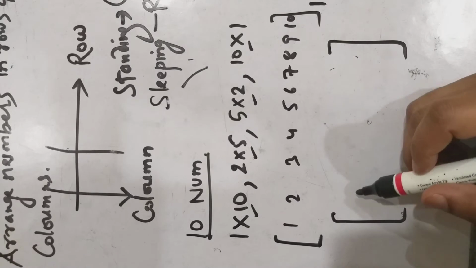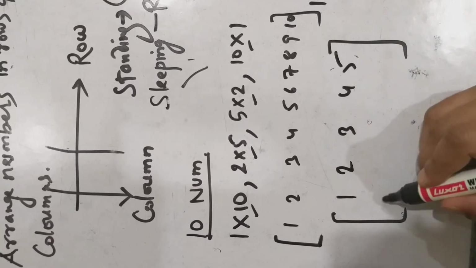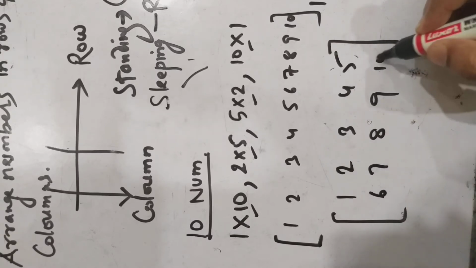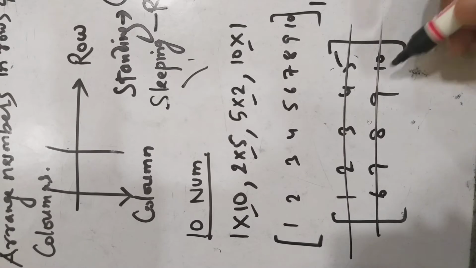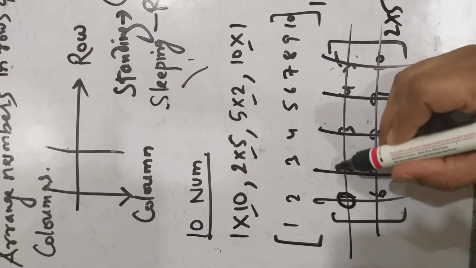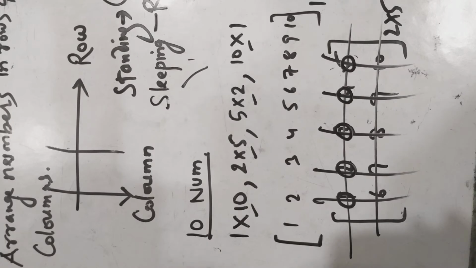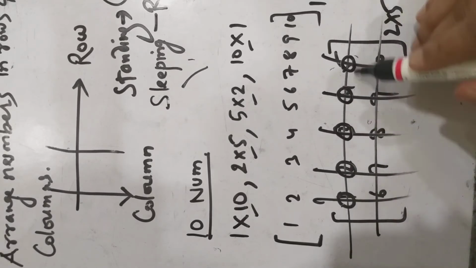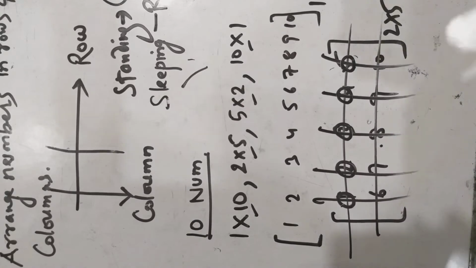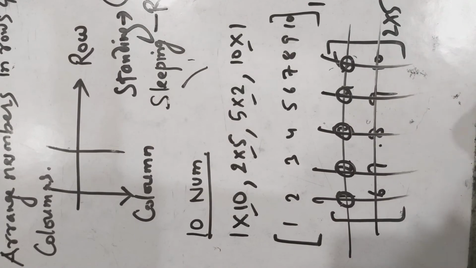Now 2 into 5 means I need to have 2 rows. So 1, 2, 3, 4, 5, 6, 7, 8, 9, 10: 2 rows, 1, 2, 3, 4, 5 in the first. So 2 rows and 5 columns. So this means the intersection of rows and columns is the place where we arrange the numbers. Fine. Now similarly we can keep 5 cross 2 and 10 cross 1.